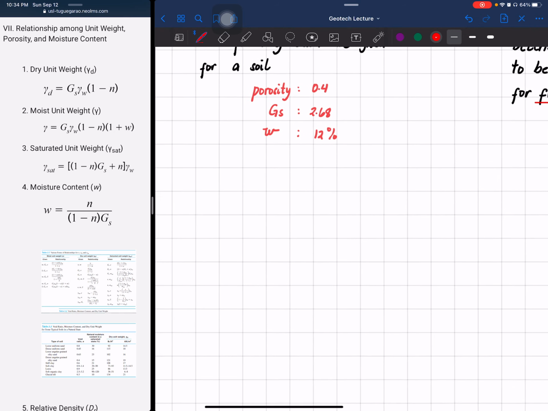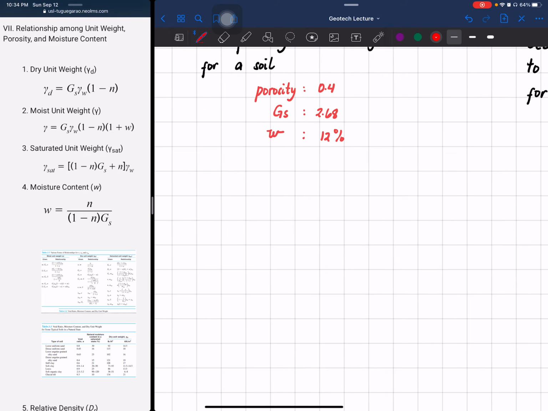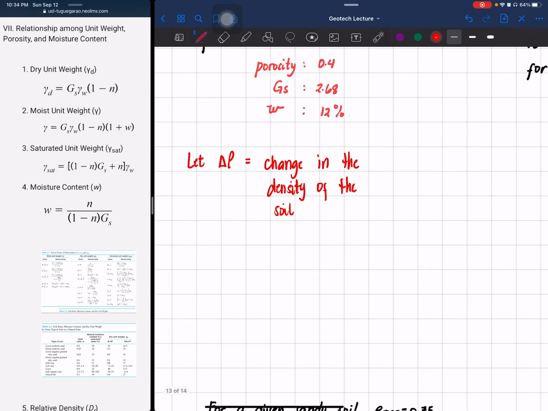So, lagay natin dito, yung first, mag-assume muna ako, let delta rho equals the change in the density of the soil. Okay. So that is, ito yung isolve natin, the delta rho. Okay, that will be one of the requirement before natin makuha yung mass of soil.